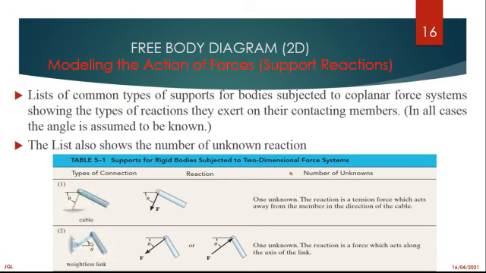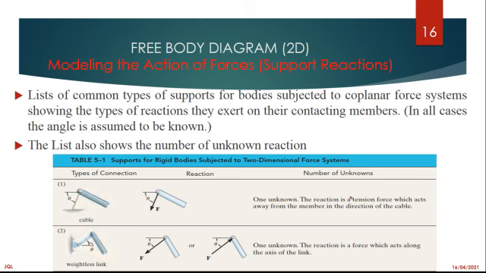List of common types of supports for bodies subjected to coplanar force system, showing the types of reaction they exert on their contacting members. In all cases, the angle is assumed to be known. Therefore, the list also shows the number of unknown reactions. So here you have a table showing you types of connection, the reaction, number of unknowns.